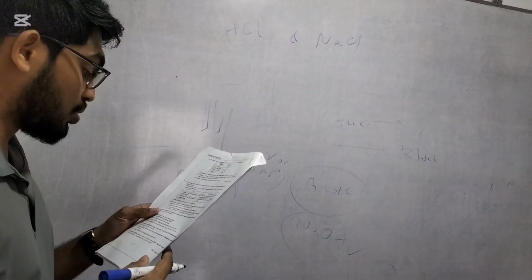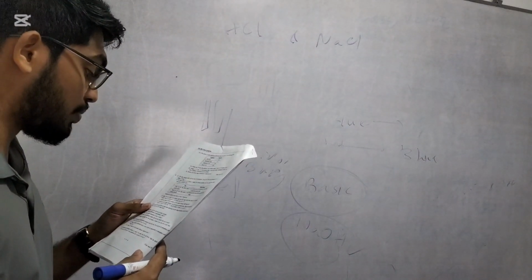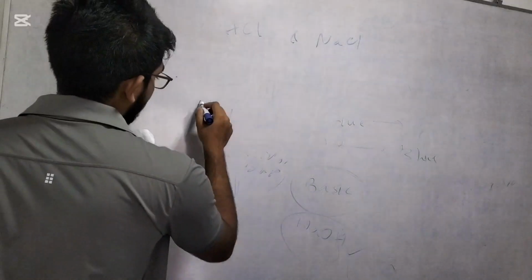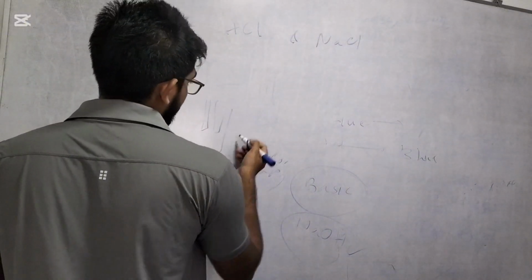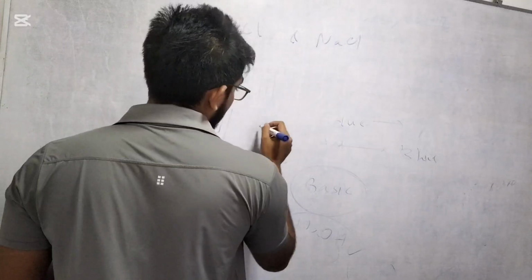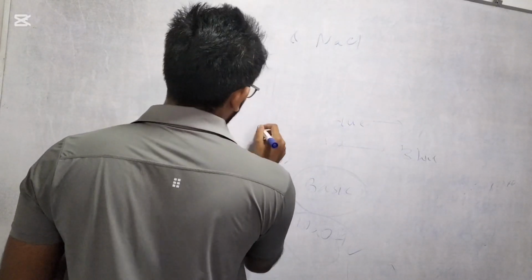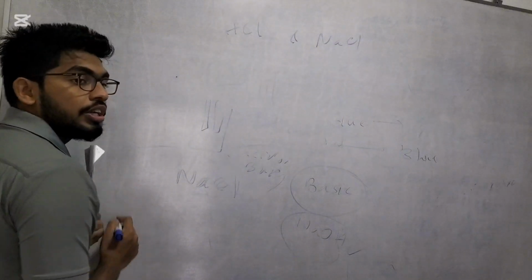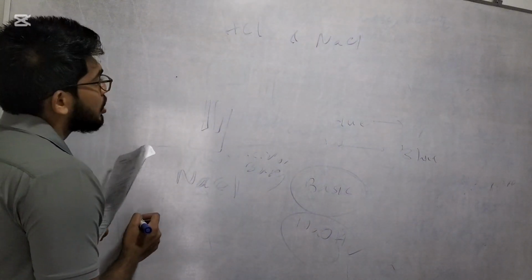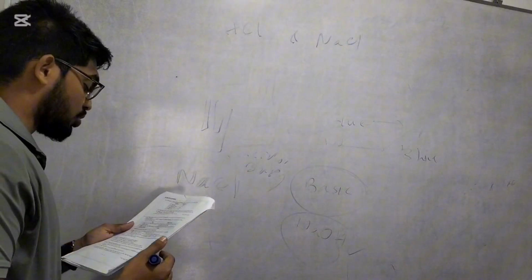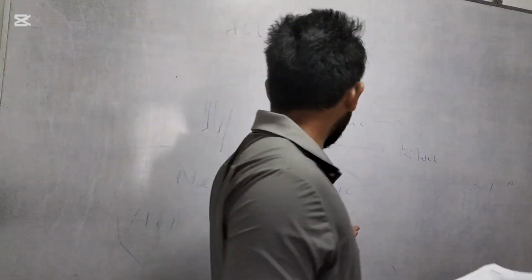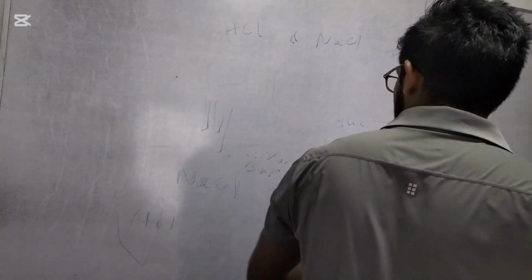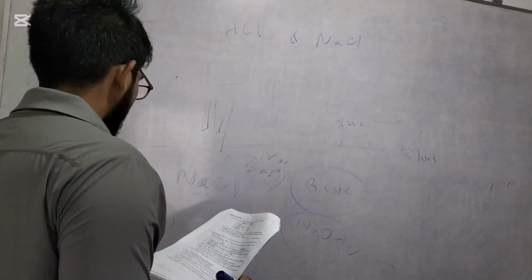Mention the solution in test tubes A, B, C. We have identified sodium chloride to be in test tube B, sodium hydroxide in test tube A, and therefore in test tube C we have hydrochloric acid. So A contains sodium hydroxide, B contains sodium chloride, and C contains hydrochloric acid.